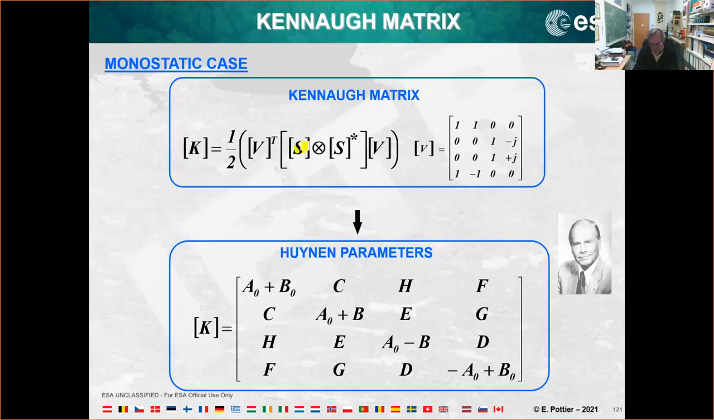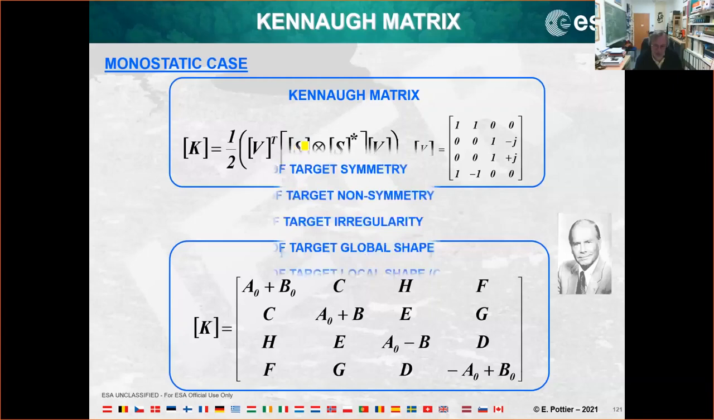So he created a very important library of different canonical targets with the corresponding parameters. These canonical targets were measured in anechoic chambers. And he was able, as I said, to give a physical interpretation of all these parameters. And this is the list of physical interpretations.